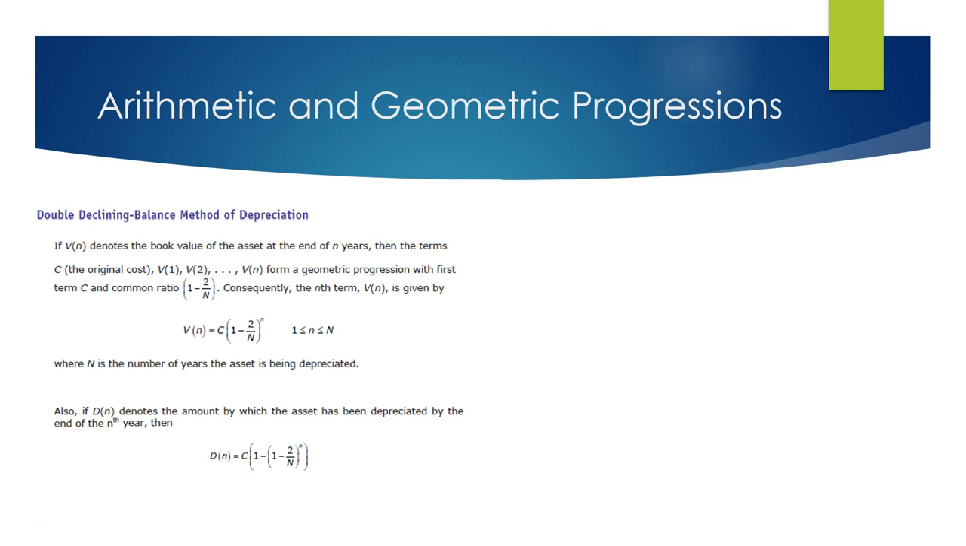So basically, the nth term, Vn, is given by this formula. You have the formula Vn equals C times 1 minus 2 over capital N raised to the n power, where little n, lowercase n, is between 1 and capital N. So oftentimes you're going to say, we're applying this method for depreciation for X amount of time, and you're going to be looking for the book value at some term between those times.